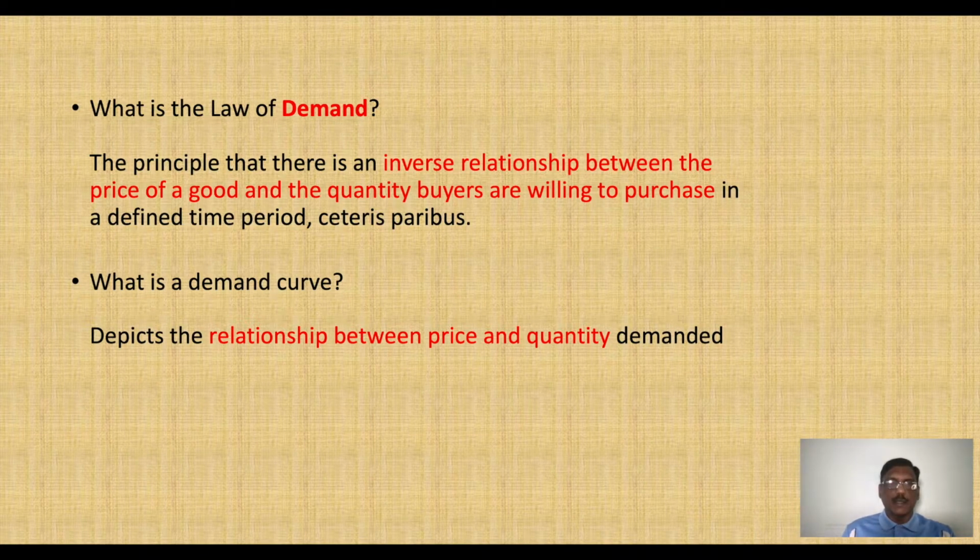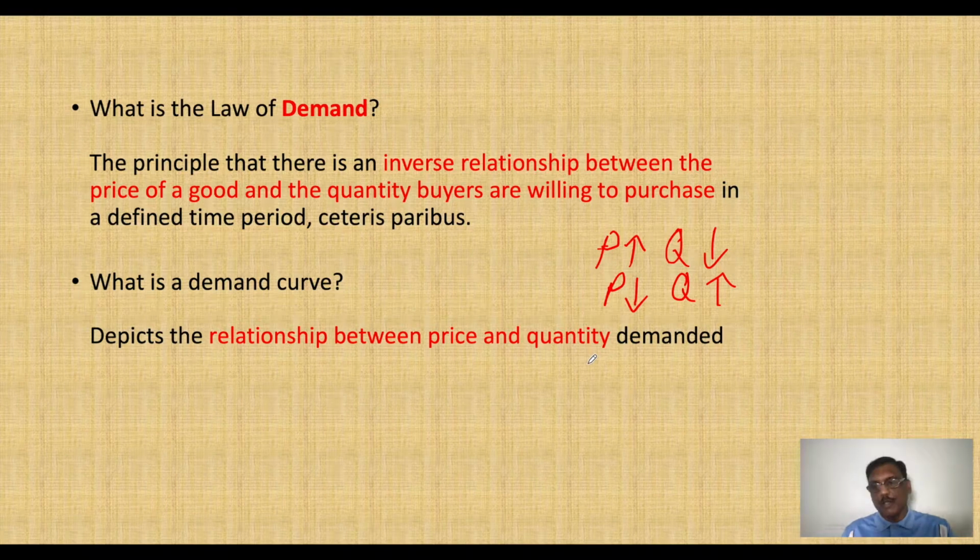Now, the law of demand says there's an inverse relationship between the price of a good and the quantity buyers are willing to purchase in a defined time period, ceteris paribus. Now, don't worry too much about this. Basically, what it means is when prices go up, the quantity demanded comes down, and the reverse is also true. If the prices come down, people demand more quantities of any particular good over a period of time. That's what the law of demand says. Basically, it depicts the relationship between price and quantity demanded. That's all about the law of demand.